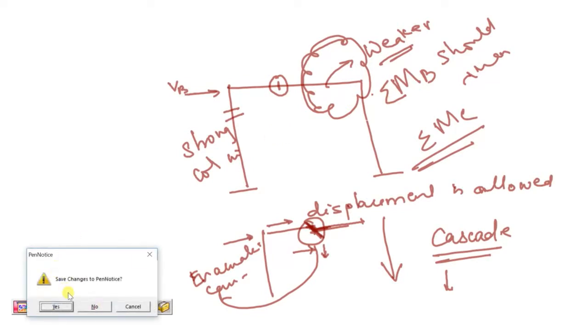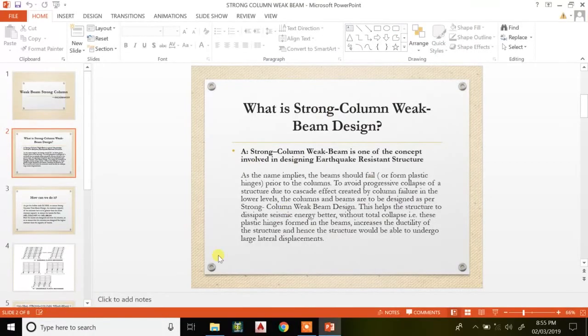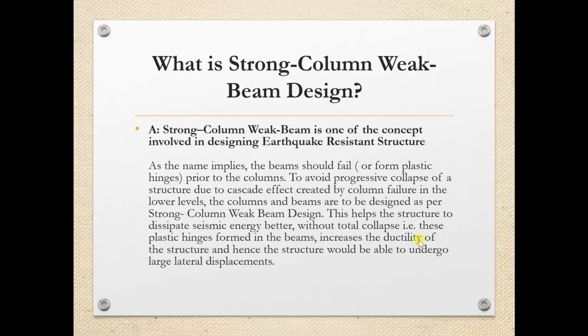So let's get into the problem. We'll have a look at the beam and column moment capacities. To avoid progressive collapse of a structure due to the cascade effect created by column failure in the lower levels, the columns and beams are to be designed as per strong column and weak beam design, which I have explained just now. This helps the structure dissipate seismic energy better without total collapse. I said the displacement in that direction is more. So let's get into that topic.